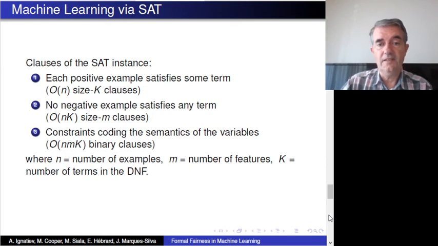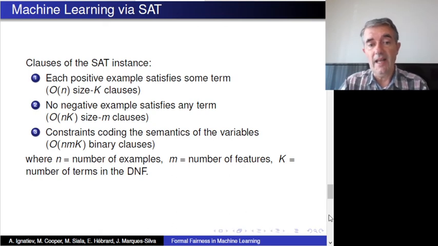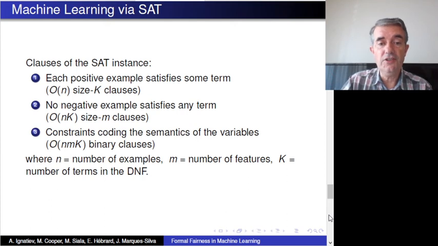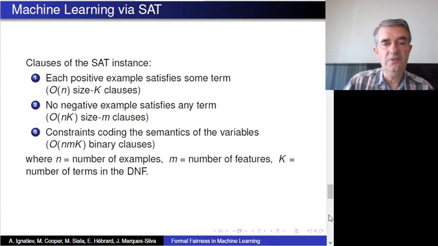Now the size of our coding is n times m times k, where n is the number of examples, which can be large, m is the number of features, which is usually smaller, and k is our small constant, which is the number of terms in the DNF. So clearly, using a SAT solver is a solution for small or medium-sized problems, but not for very large problems.